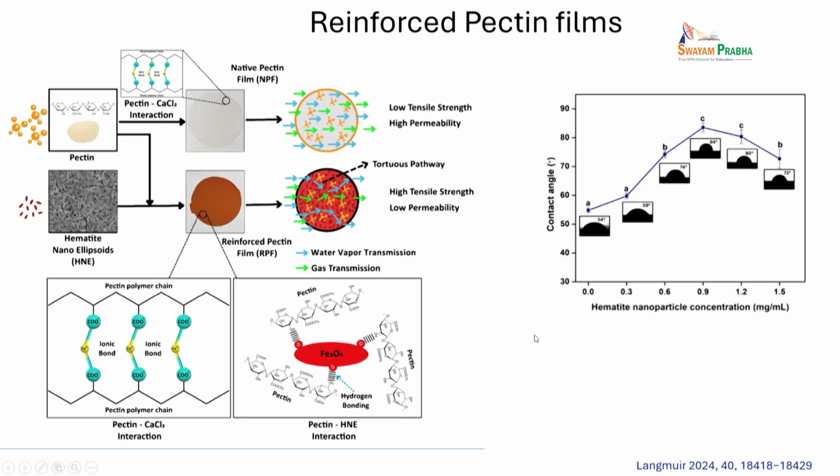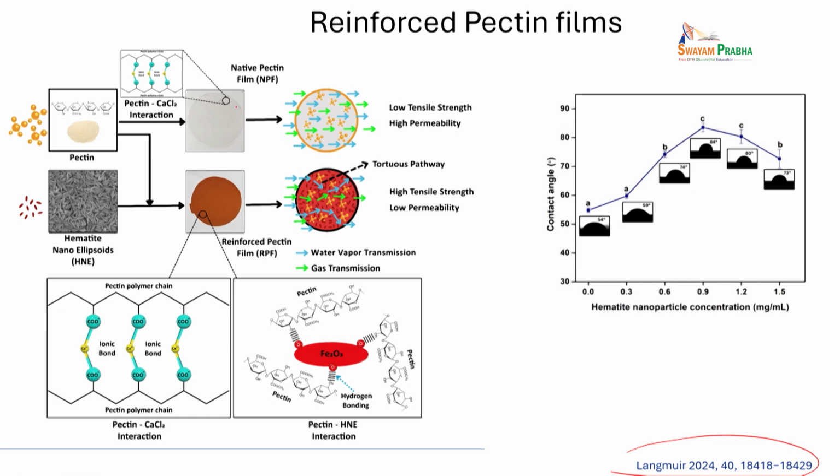So this is my last slide. Why I'm talking about pectin is because we are working with pectin in our lab. This is a paper that we published last year. Here we start with the pectin, right, and then we try to improve the mechanical properties of pectin by adding needle-shaped or rod-shaped nanoparticles, iron oxide or hematite nanoparticles.